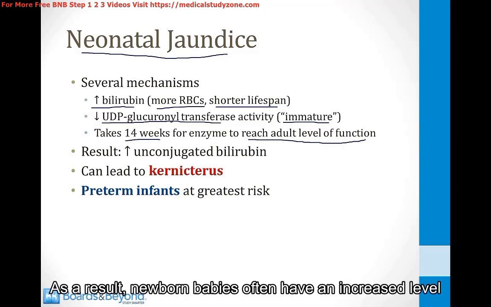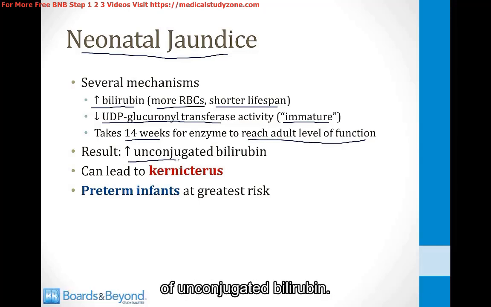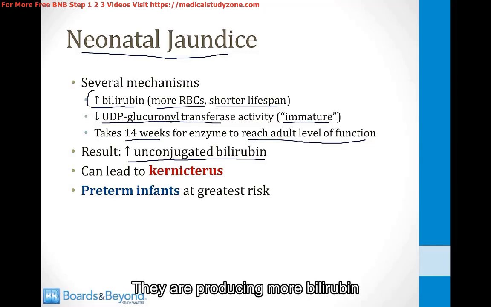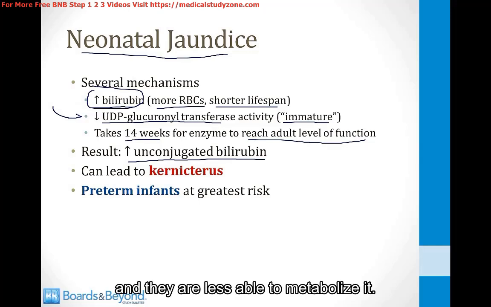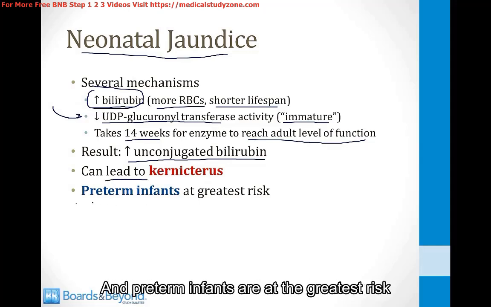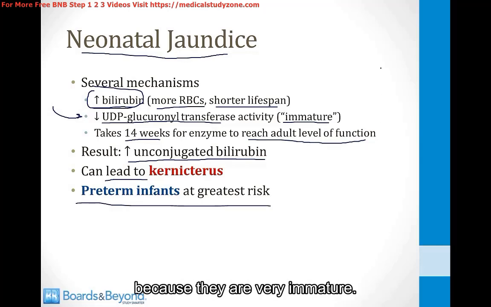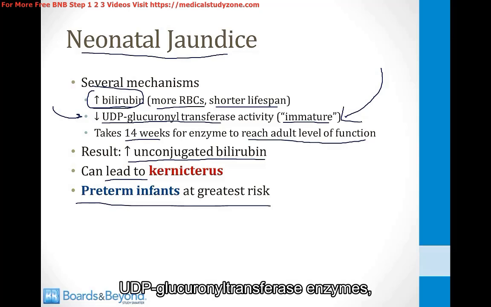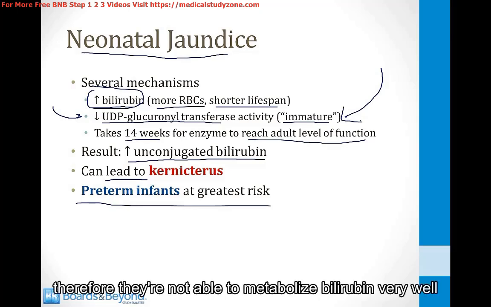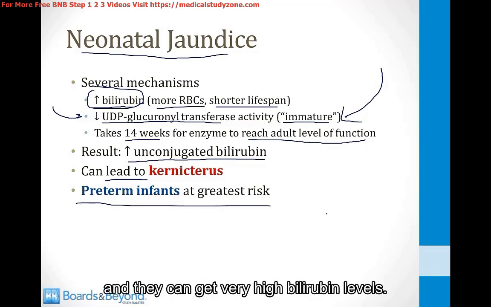As a result, newborn babies often have an increased level of unconjugated bilirubin. They are producing more bilirubin and they are less able to metabolize it. If this is severe, it can lead to kernicterus, and preterm infants are at the greatest risk because they have very immature UDP glucuronidase transferase enzymes. Therefore, they're not able to metabolize bilirubin very well, and they can get very high bilirubin levels.